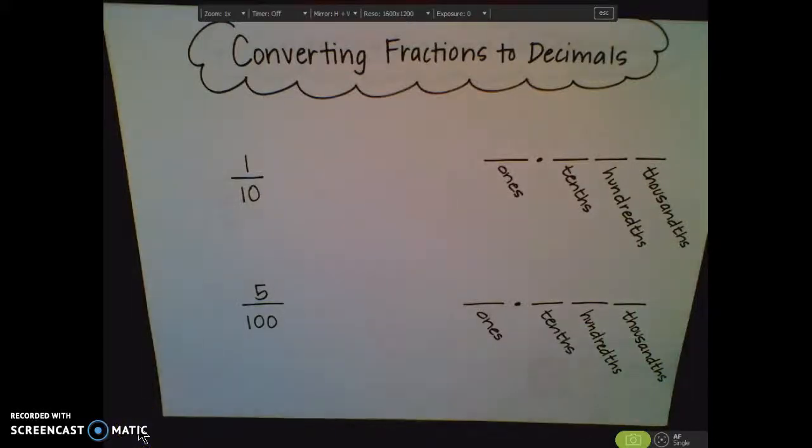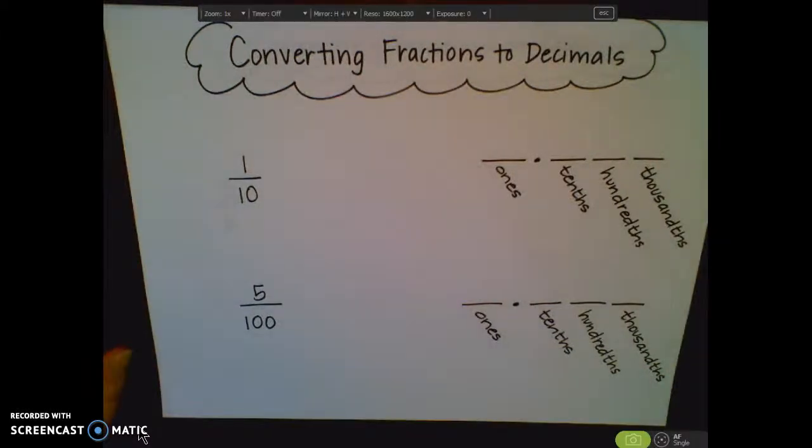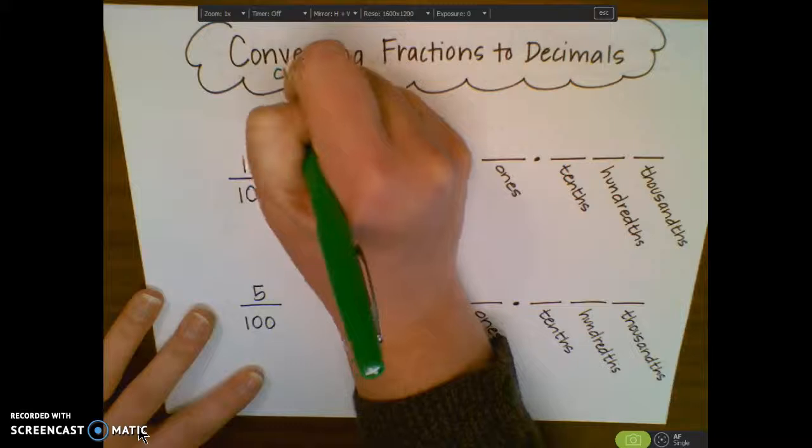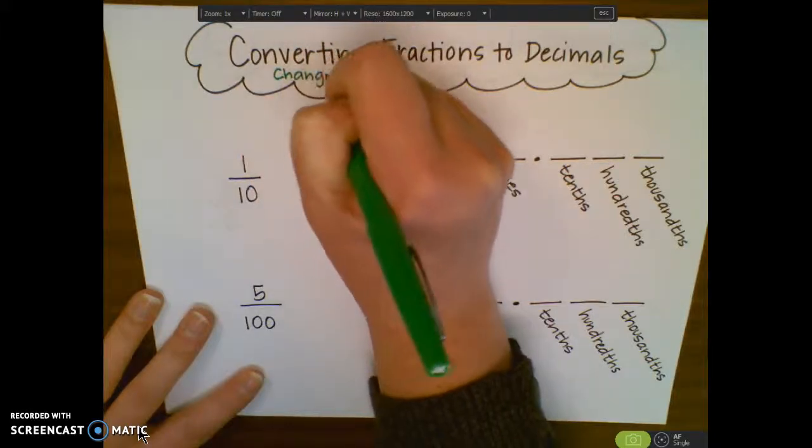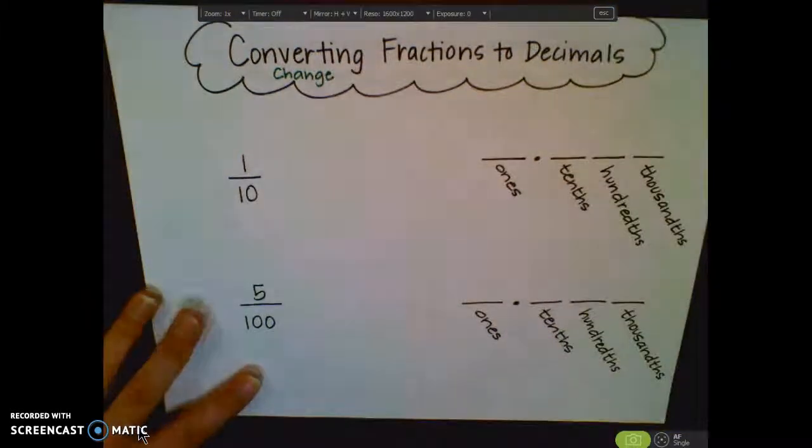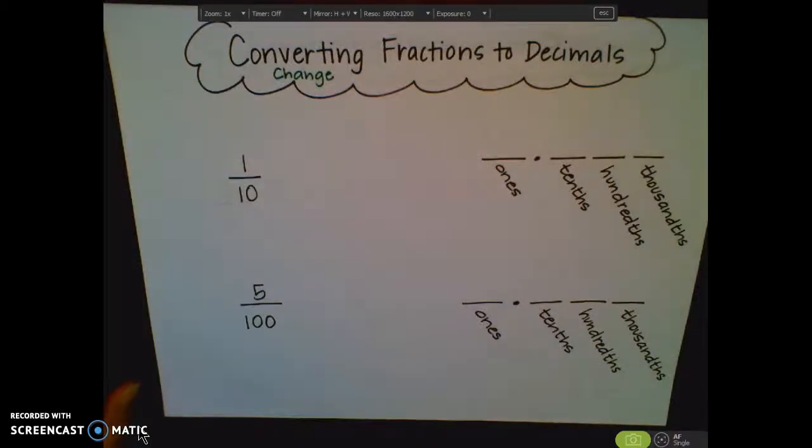Alright, hi guys. So what we're going to be talking about is converting fractions to decimals. And one of the things that we need to think about when we think about the word converting is that it just means to change. And so we're changing fractions to an equivalent decimal. That means something that is worth the same thing, has the same value. So we're going to start with some easy ones, and then we're going to move to the more difficult.